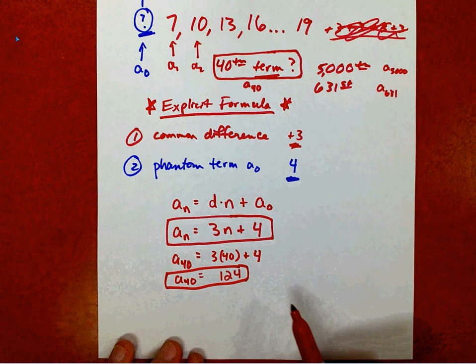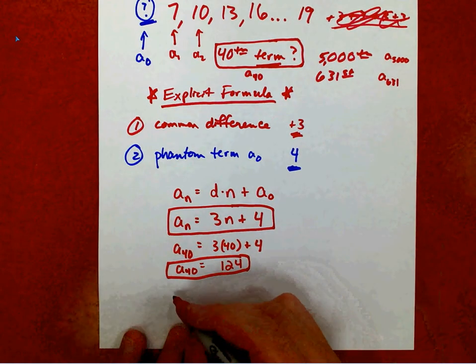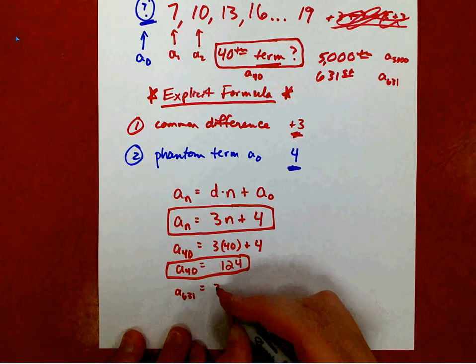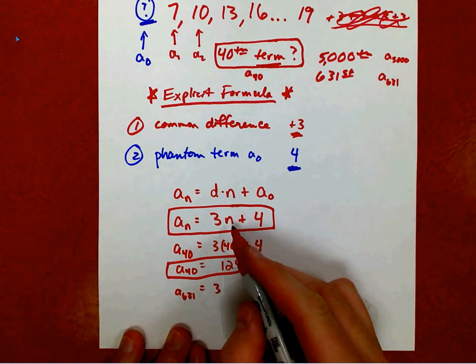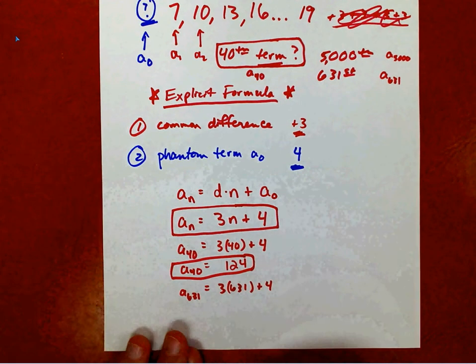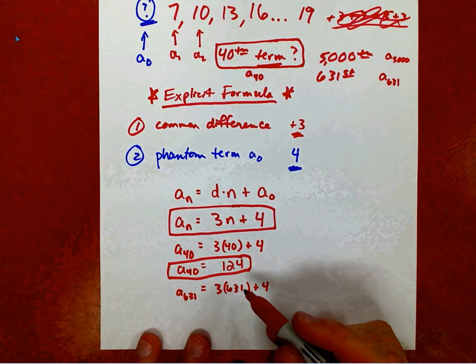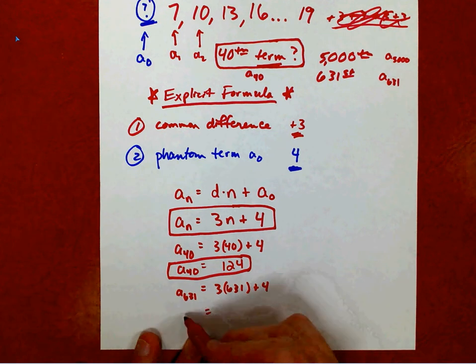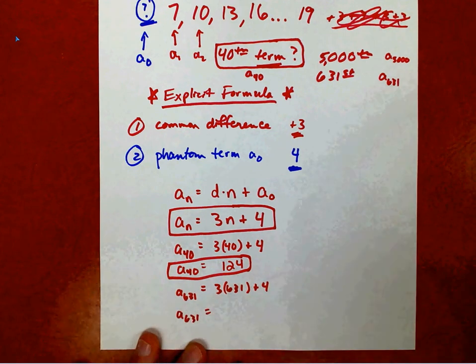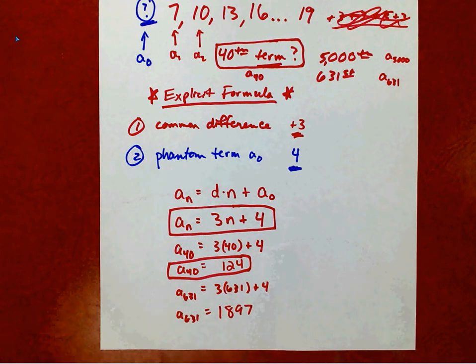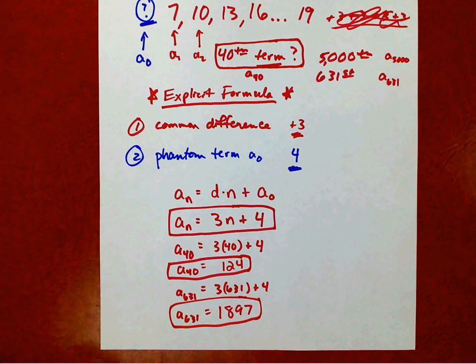Well, what if you wanted to find the 631st term of the sequence? a sub 631. Again, just simply plug in 631 for n. Let's see, 631 times 3 would be 1,893. Add 4 to that. The 631st term is 1,897.